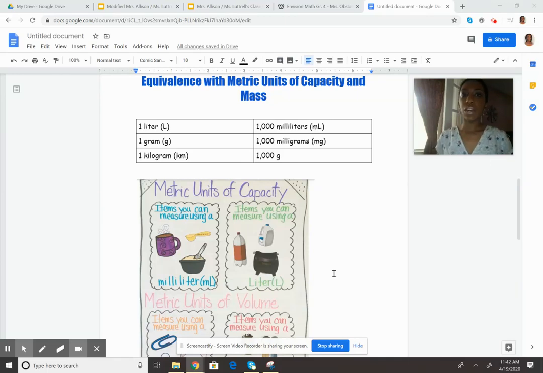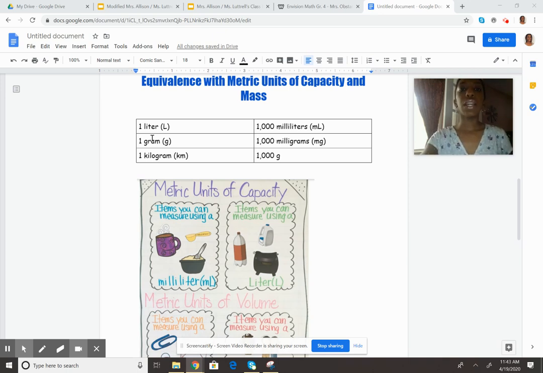Okay, so today we are going to go over metric units of capacity and mass. I know previously we went over metric units of length, but today we're going to go over measurements with capacity and mass. That's what things are holding, the amount that is within an object, okay? So let's go over our measurements.